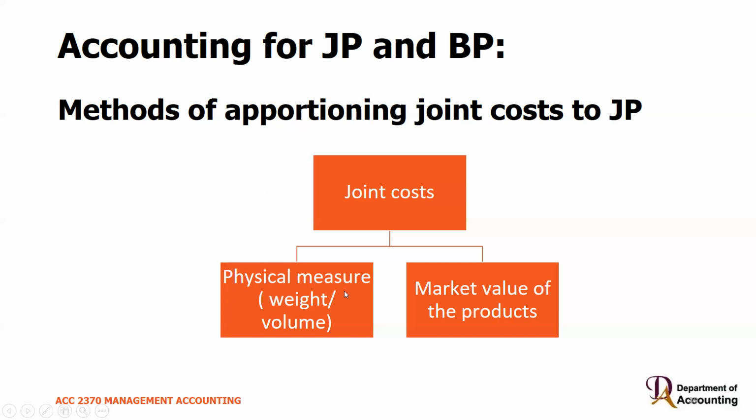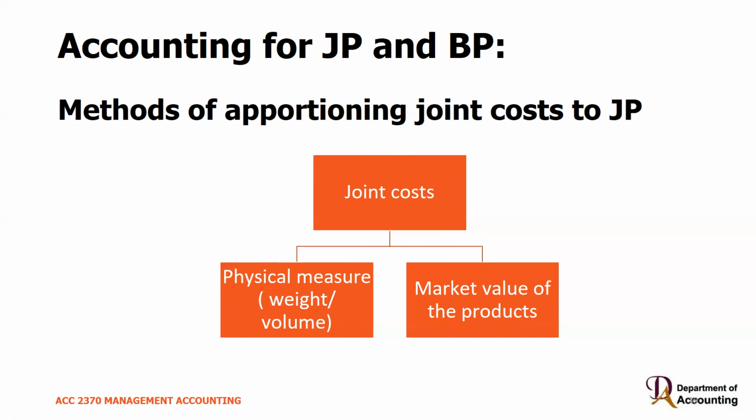Physical measures can be the weight or it can be volume. Based on physical measures, you are going to allocate the joint cost to joint products, or you can use market values of the products. These are the two methods of allocating joint cost, not the byproducts, right?